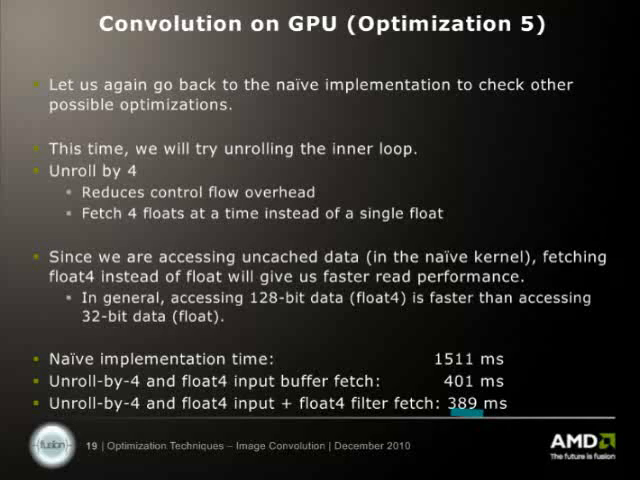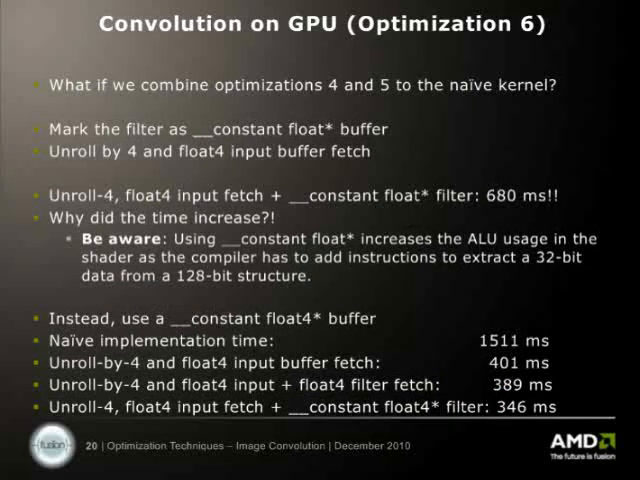So hold on, a quick recap. What did we do? In optimization 4, we used the constant buffer. In optimization 5, we did unrolling, right? Optimization 6. What if we do both 4 and 5? Let's try both 4 and 5. When I tried both 4 and 5, it went to 680. Well, that's not good, right? Because we were already at 389, and it should have improved even further, but that didn't happen.